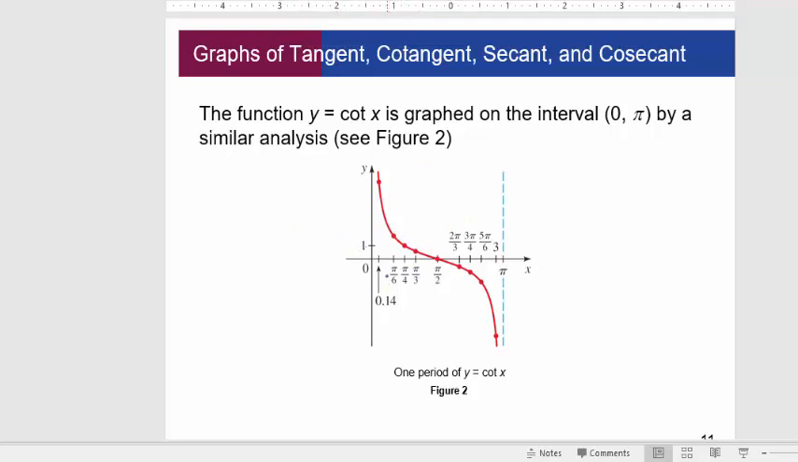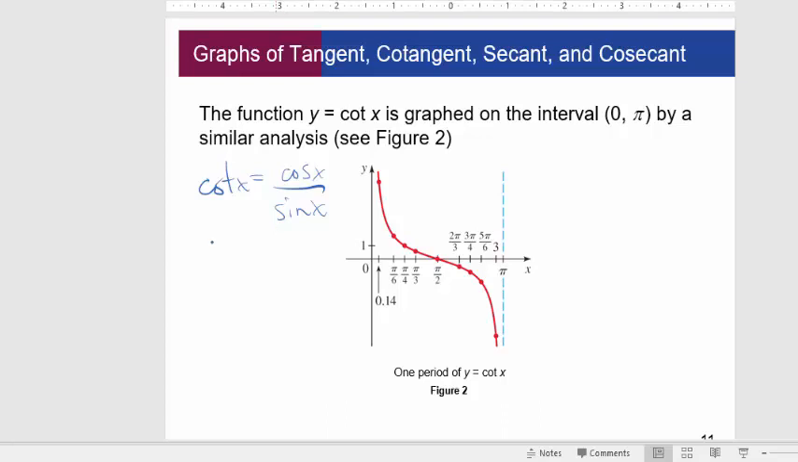It's kind of like the reverse of the tangent, right? The tangent increases each period. This one decreases each period. And the other thing that you should notice is this one is actually going to have the asymptotes at every pi instead of every odd pi over 2. Okay, and the reason for that is that cotangent is really the cosine of x over the sine of x.